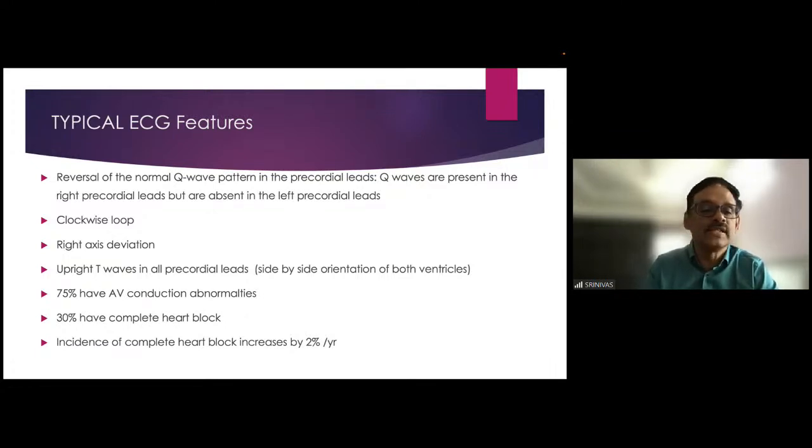And the loop is clockwise here, and there will be right axis deviation. And I'll make a mention here that if there is a large VSD or an intact septum with just ventricular inversion, there will be a clockwise loop with superior axis.